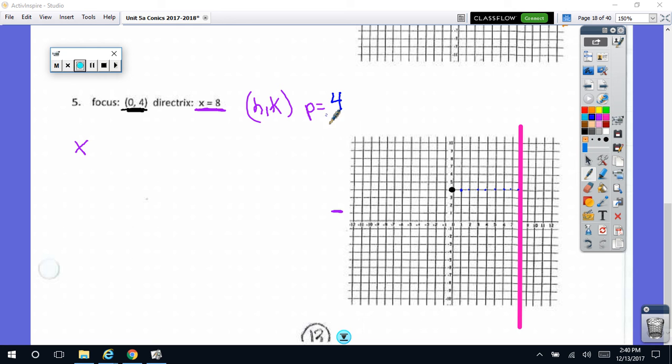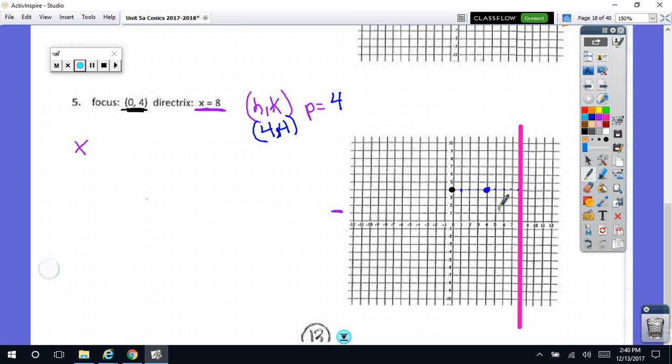Okay, so if our p is 4, we go to our focus and we take 1, 2, 3, our 4 steps. There is our vertex. It's at 4, 4. That's ugly. And so now we have everything. We have our vertex, we have our h and k, we have our p. So we can now write our equation.